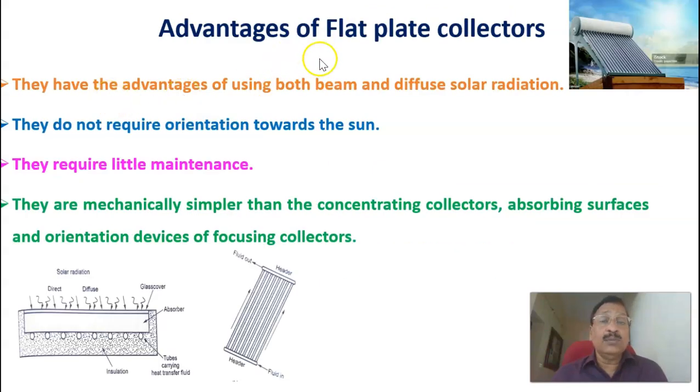The advantages of flat type collectors: they have the advantage of using both beam and diffuse radiation. They do not require orientation towards the sun. They require little maintenance, and they are mechanically simpler than concentrating type collectors, which have an absorbing surface and orientation device of focusing collectors. Therefore, they are mechanically simpler compared to other concentrating type collectors.